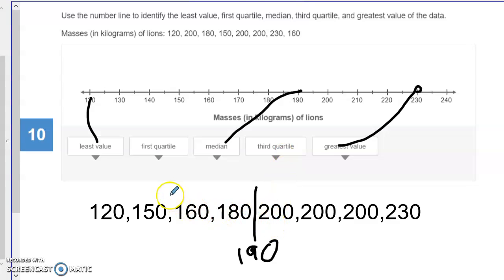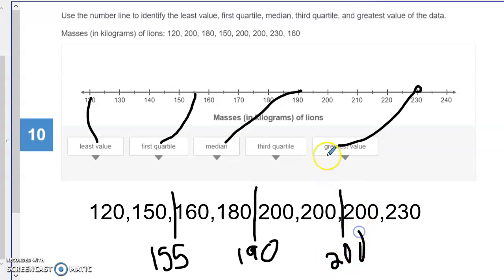Now to find my first quartile, it's going to be halfway in between 150 and 160. So 150 plus 160 divided by 2 means that my middle would be 155 for that. So I would drag this first quartile right there to 155. And then the middle of my upper numbers, my third quartile, would be between 200 and 200, which of course is just 200. So I would drag this third quartile right there to 200 to make my box and whisker plot.